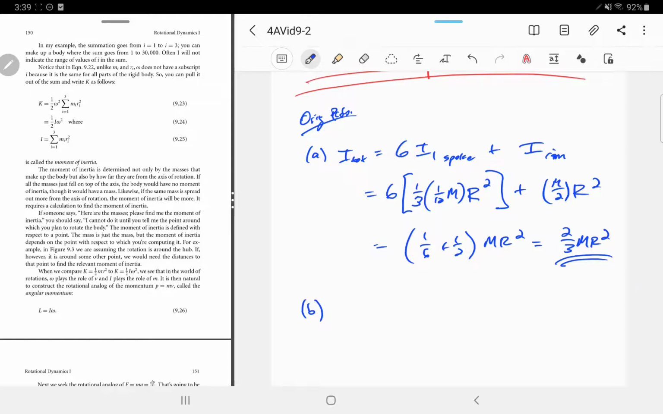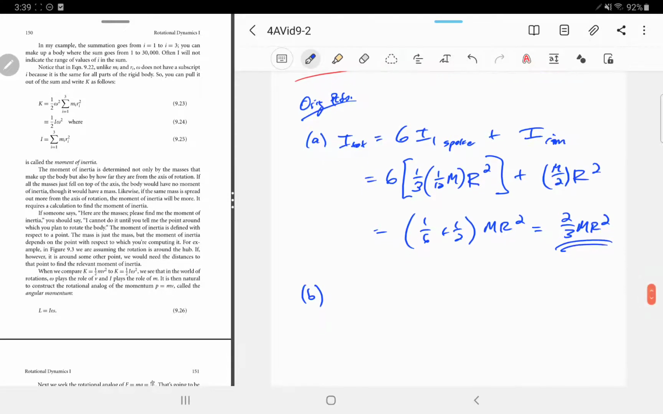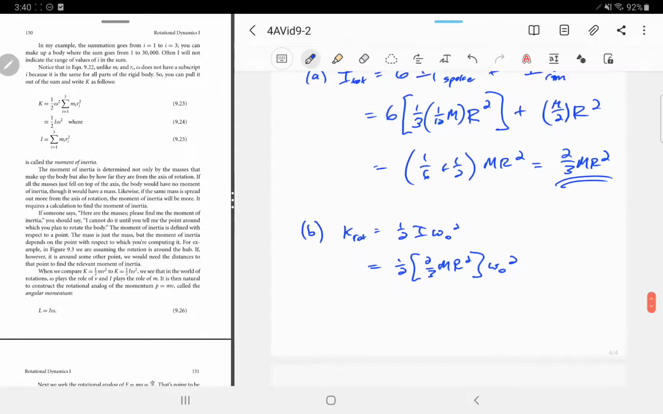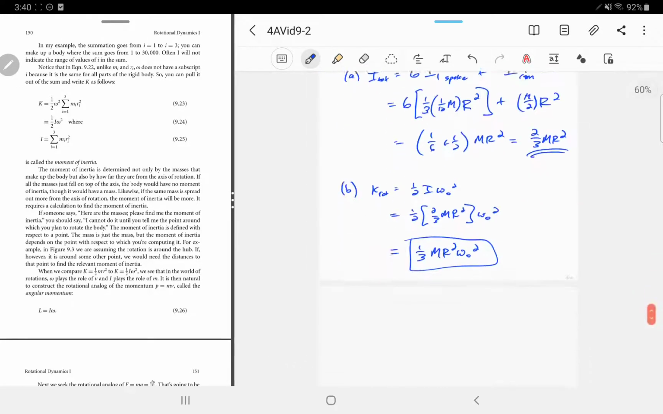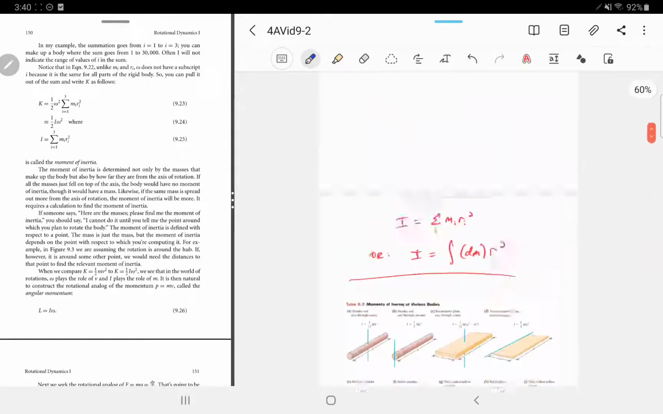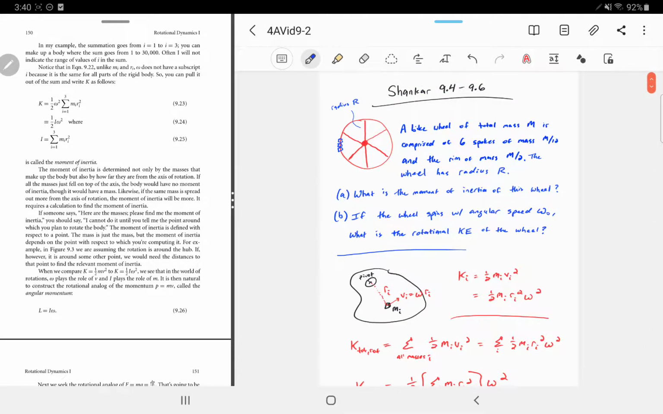And if it has angular speed omega naught, then the rotational kinetic energy is 1/2 I omega naught squared. And so we just plug in for our value of I. Looks like I is 2/3 mr squared. Looks like it's 1/3 m r squared omega naught squared. This is the rotational kinetic energy. And I believe that was the question: given omega naught, the rotational kinetic energy of the wheel.